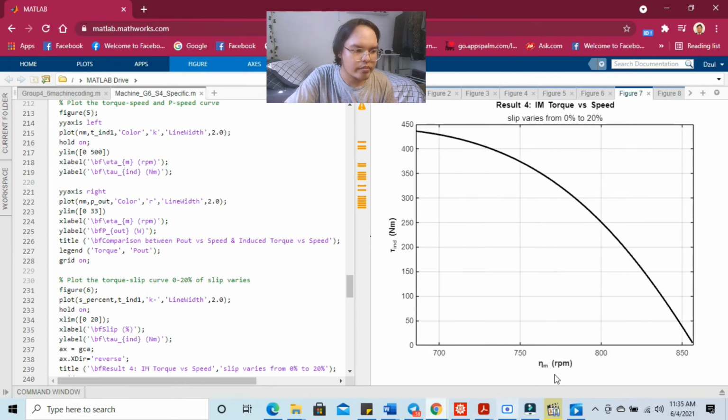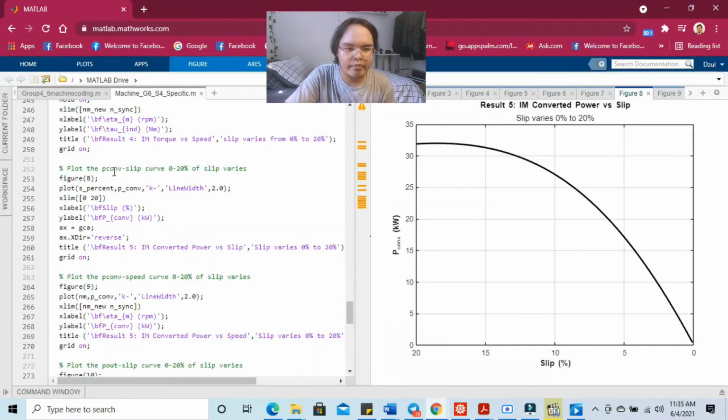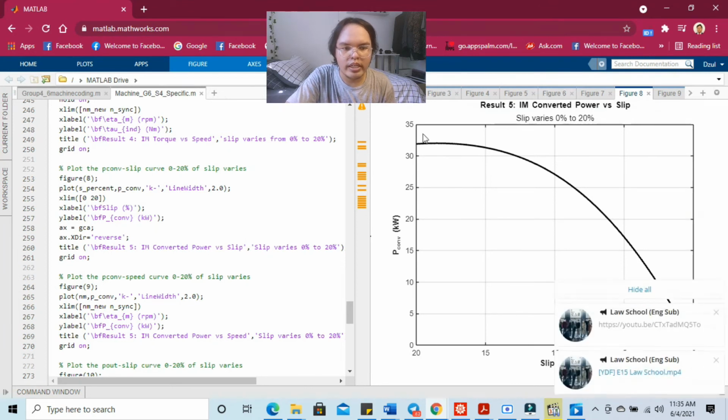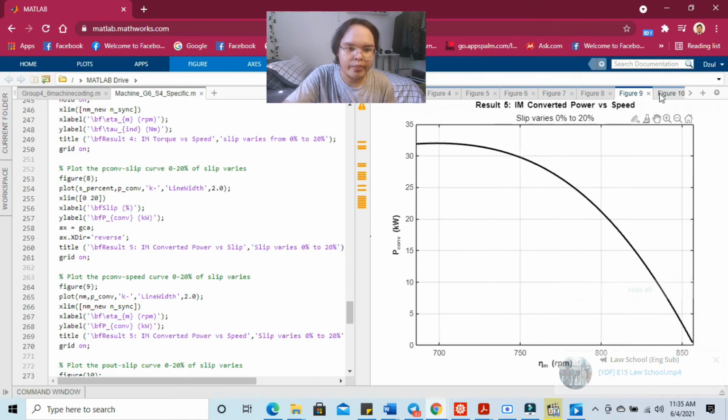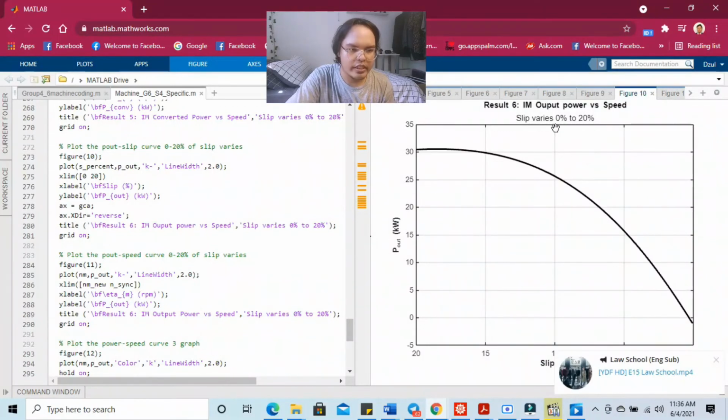Okay, figure 8 shows the converted power versus mechanical speed. This is in slip, where it is 20%, starting at 32 kilowatts. And this in speed, same, is 20% of slip. And figure 10 is the output power versus speed in slip, where this is 20% and this is 0%, so they decrease, and the starting value is lower than the converted power because we subtract the losses of the induction motor. This one is in speed.